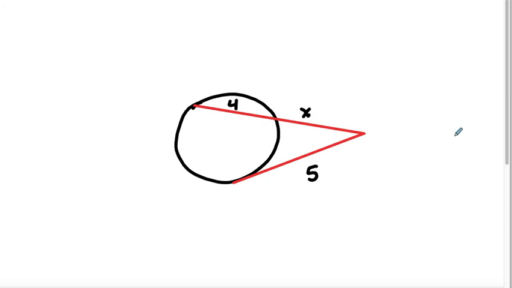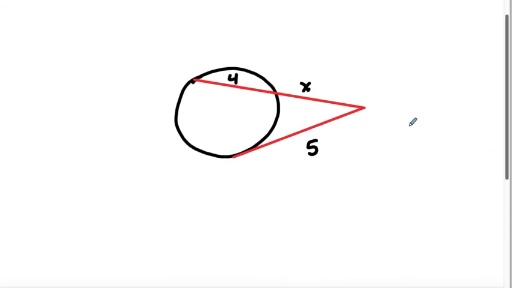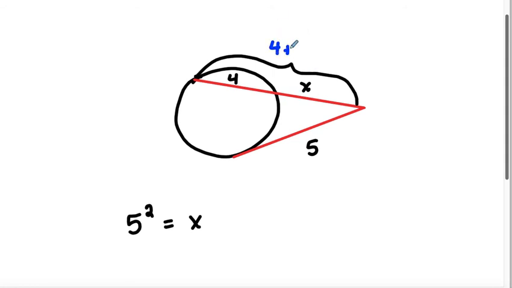So we got to kick that up a notch, don't we? Well, remember, it's the square of the tangent segment. So 5 squared is equal to the exterior segment times the whole segment. Now you want to be careful. When you add 4 and x, it's not 4x, it's 4 plus x, or x plus 4. I'm actually going to write it as x plus 4.